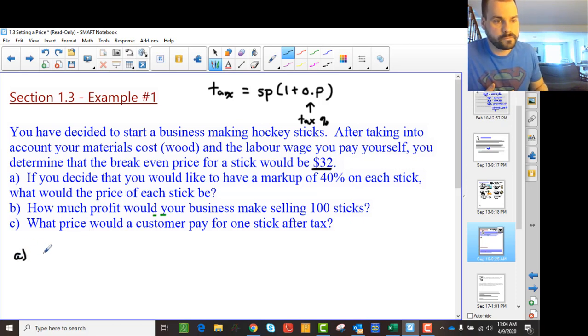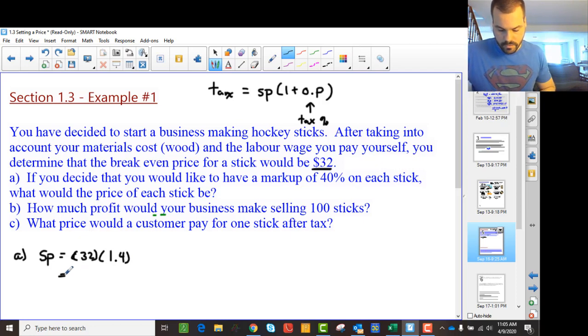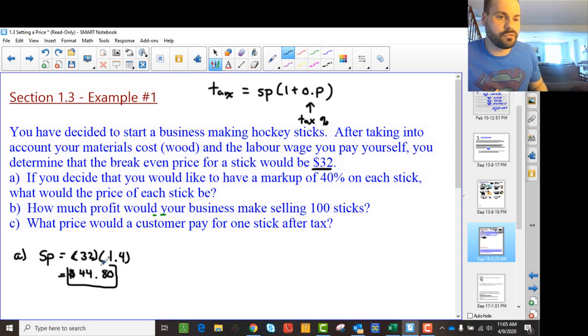So for part A, the sale price is going to be the cost, which is $32, and then multiplied by the percentage that we're going to mark it up, which is 1.4. Okay? So that's $44.80. So that's how much we're going to sell it for.